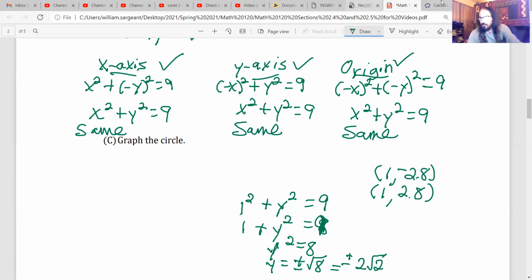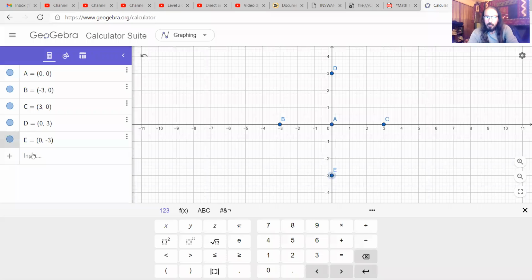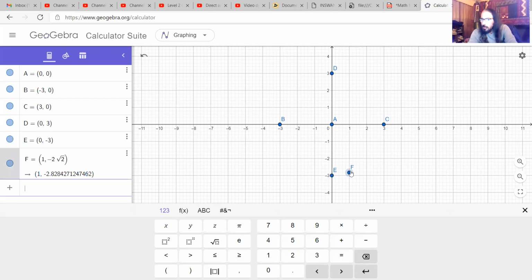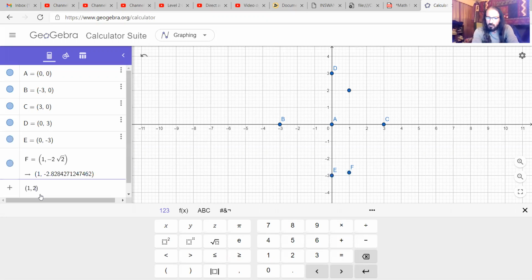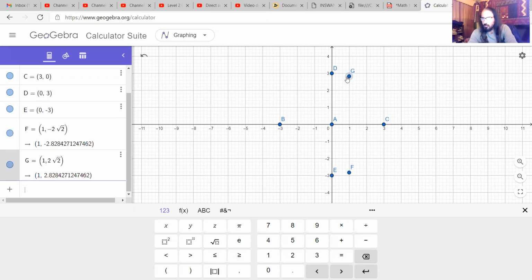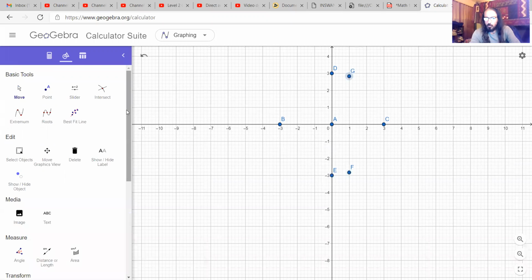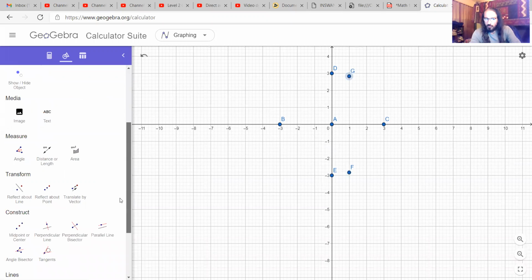I'm going to type them in exactly though. So 1 comma negative 2 times the square root of 2, and notice that that is at about negative 2.8, and then 1 comma 2 times the square root of 2, which is at about positive 2.8 for the y coordinate. And that should be enough for you to draw the circle well.